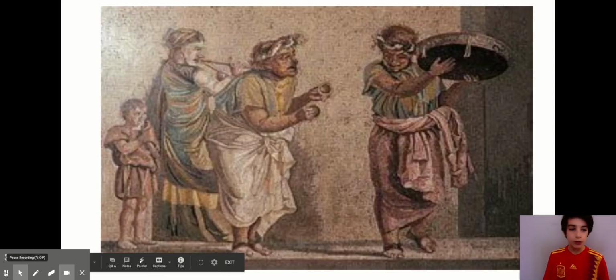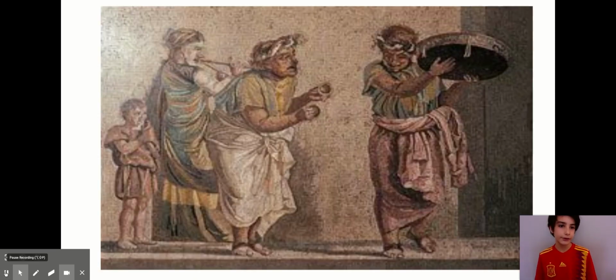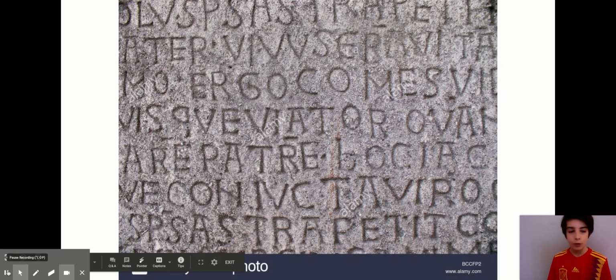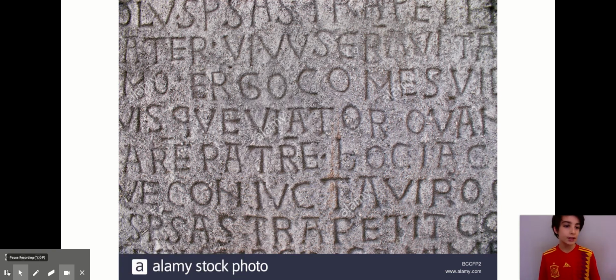Roman music. Roman music was very important to the Romans because it helped them think. Roman language. The Roman Empire was really big, with people speaking many languages. The two most common languages were Latin and Greek.